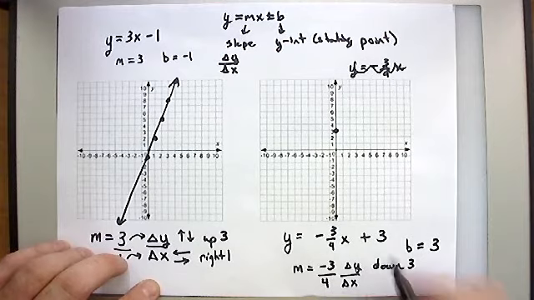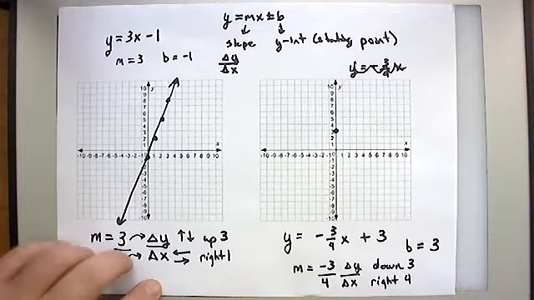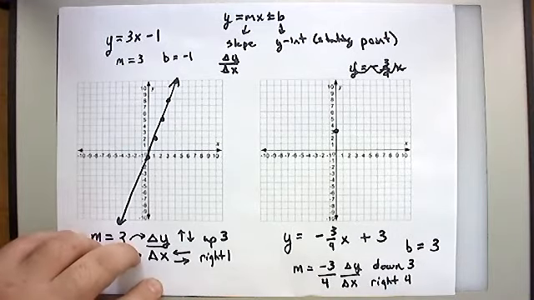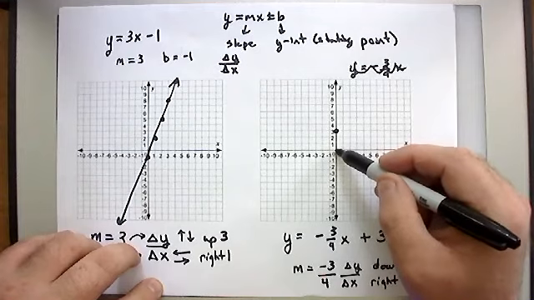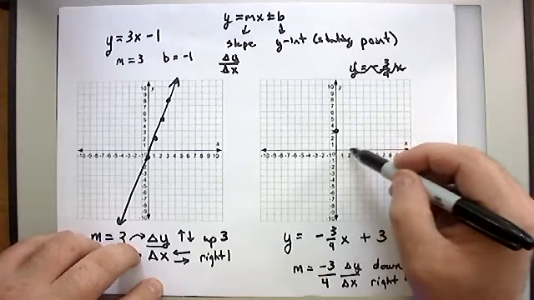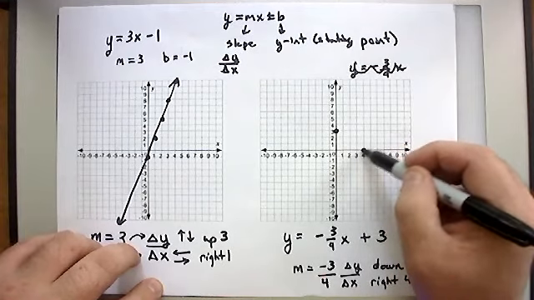That's a positive 4, so that's still going to be right 4 on the x. Think about what I'm saying here. Negative on the y, that's down, so down 3. Positive on the x, that's still to the right, so that's right 4. So we're going to go down 1, 2, 3, and right 1, 2, 3, 4, and there's that point.